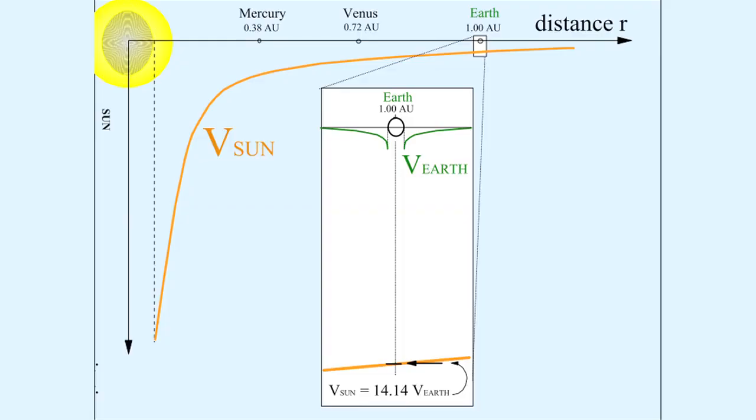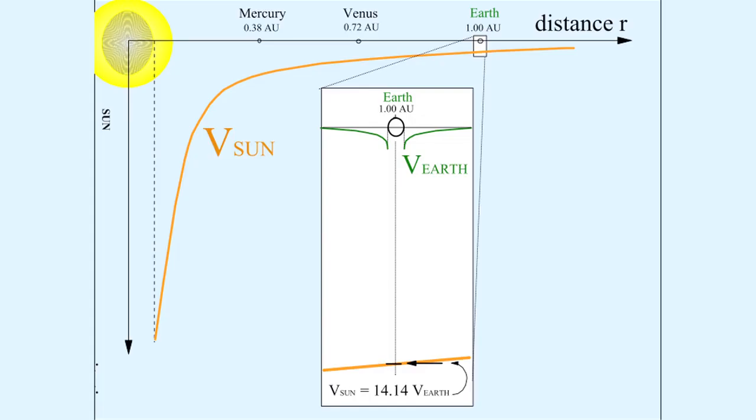Let's take a look at what we mean by gravitational gradient. If you look at the gravitational gradient of the Earth in comparison to that of the sun, just above the surface of the sun there's a very strong gravitational potential. Going out, at 0.38 astronomical units and 0.72 astronomical units, there you have Mercury and Venus. And at 1.0 astronomical unit, there's the planet Earth. On the Earth's surface, the gravitational potential of the sun is almost a factor of 14 times greater than that of the Earth.